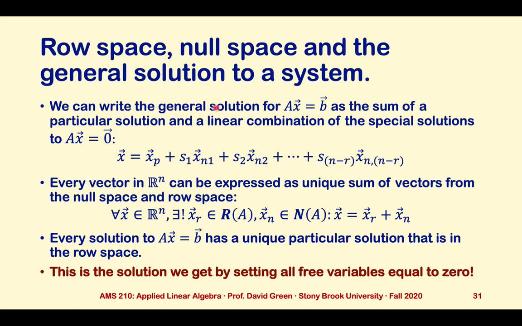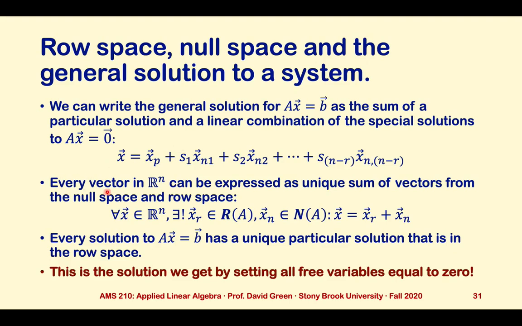We've seen how we can write the general solution for some Ax equals b in the form shown here, a sum of a particular solution and then linear combinations of the special solutions to the homogeneous system. We've discussed now how these special solutions are in fact a basis for the null space. And so this set of linear combinations is a vector from the null space.